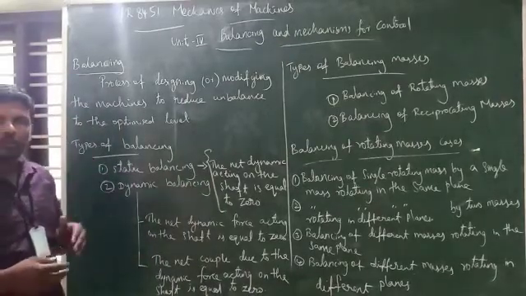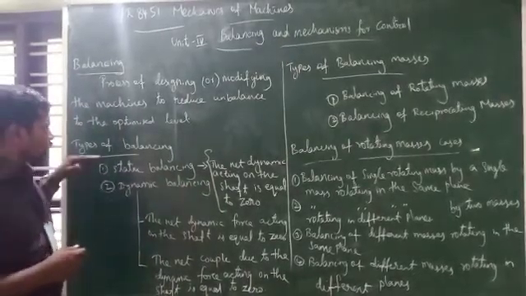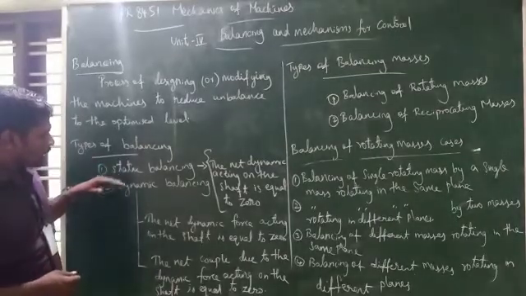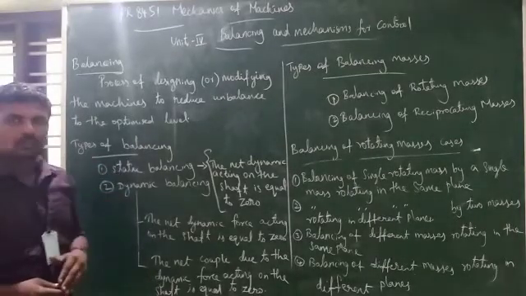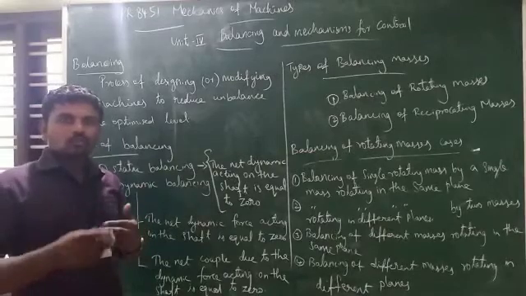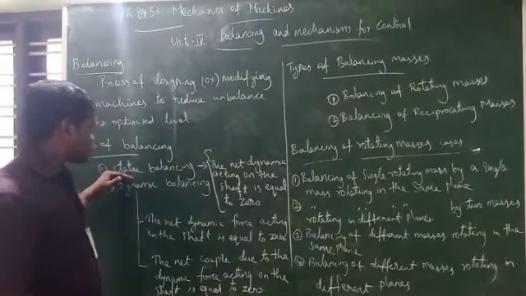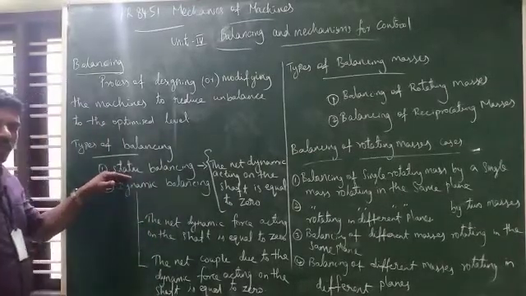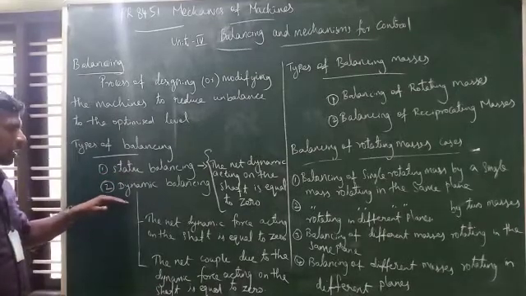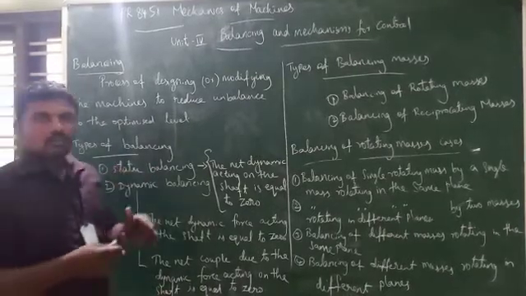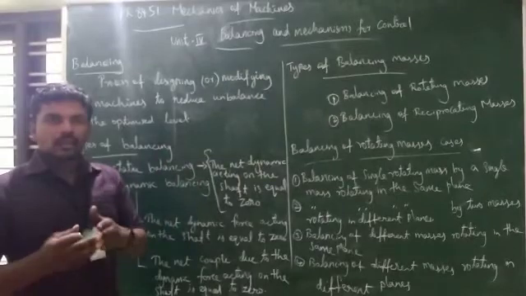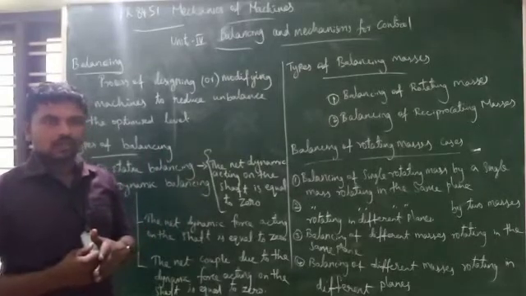Then, what are the types of balancing? Static balancing, dynamic balancing. The balancing we can classify into two different types. One is static balancing, another one dynamic balancing. This static balancing and dynamic balancing have different conditions, right?